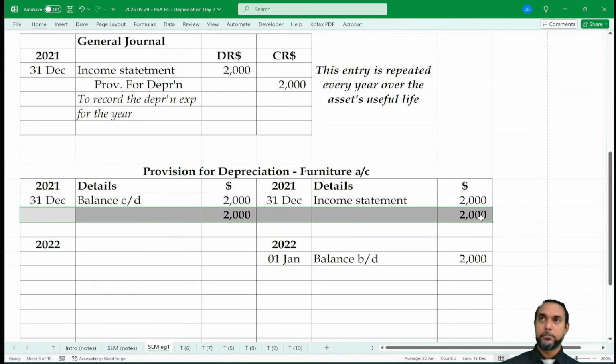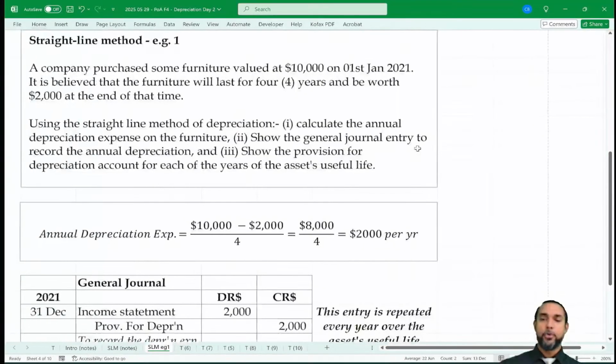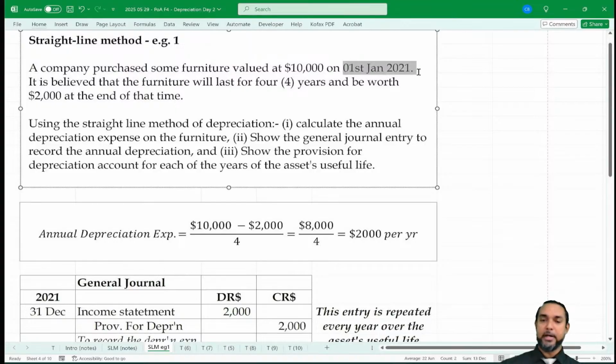When you put the income statement at the start, how come you put 31st of December, not the first of January? Is it because it's at the end of that time? Right. So we are assuming that we bought the asset on 1st of January 2021. I really should have said that the year end was 31st of December. I just assumed. So I should have stated that explicitly.